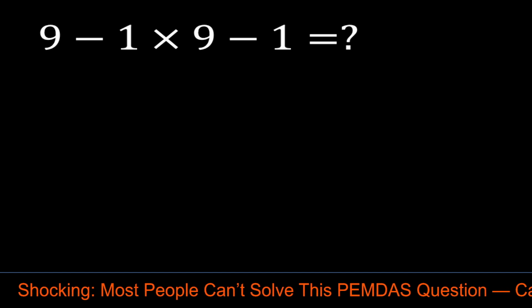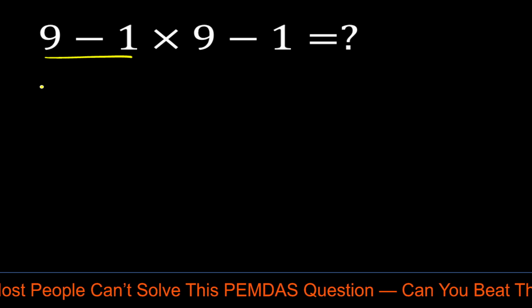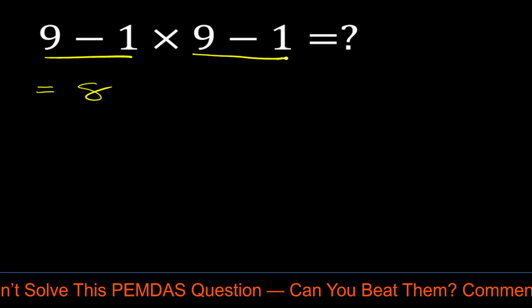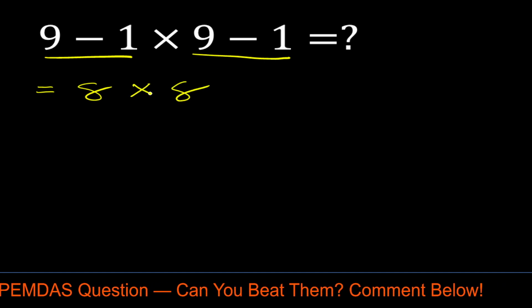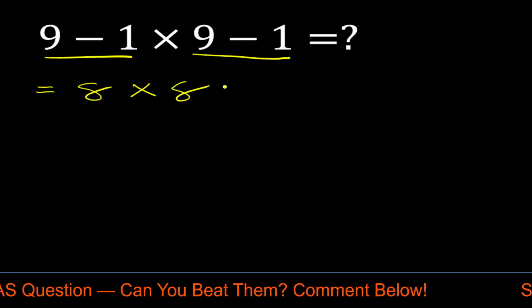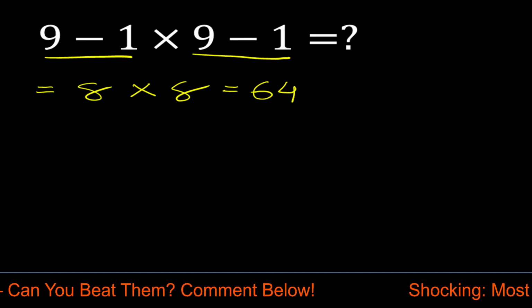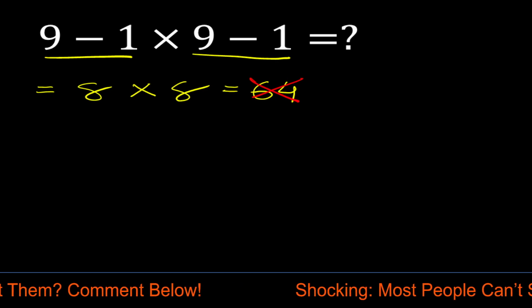So most people solve this question like 9 minus 1. So 9 minus 1 is equal to 8, right? Then again 9 minus 1. So 9 minus 1 is equal to also 8. Now 8 times 8. So 8 times 8 is equal to 64, right? But this answer is not correct. This answer is completely wrong.